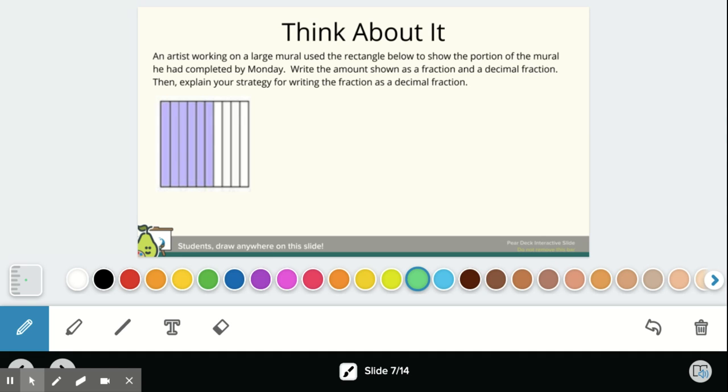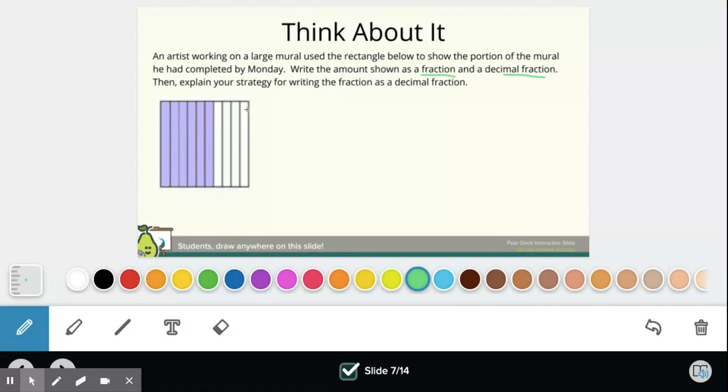Right, scholars, let's take a look at the Think About It. An artist working on a large mural used the rectangle below to show the portion of the mural he had completed by Monday. Write the amount shown as a fraction and a decimal fraction. Then explain your strategy for writing the fraction as a decimal fraction.